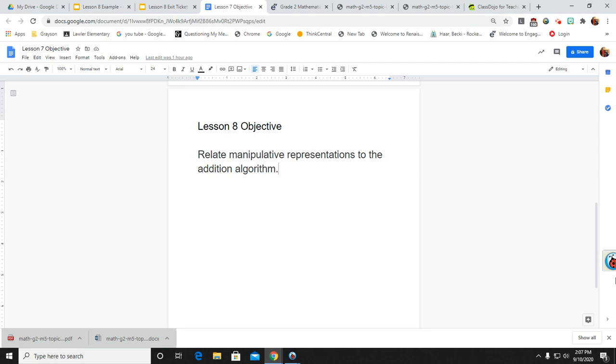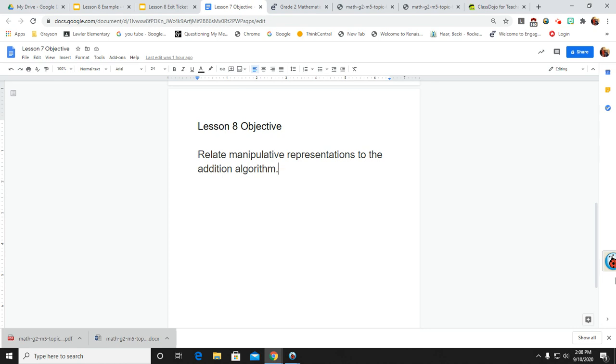So today our lesson objective is to relate manipulative representations to the addition algorithm. So that is a big long sentence. Basically what that means is we are building our way up to the standard algorithm where you stack the numbers vertically. So today we're just going to be using the place value chart and place value disks to understand leading up to the standard algorithm of addition. Okay, so that's basically all that means.